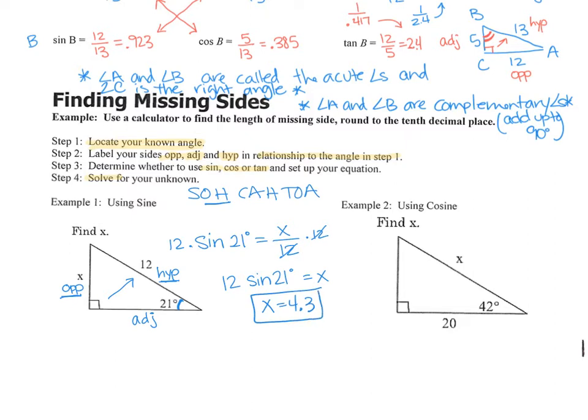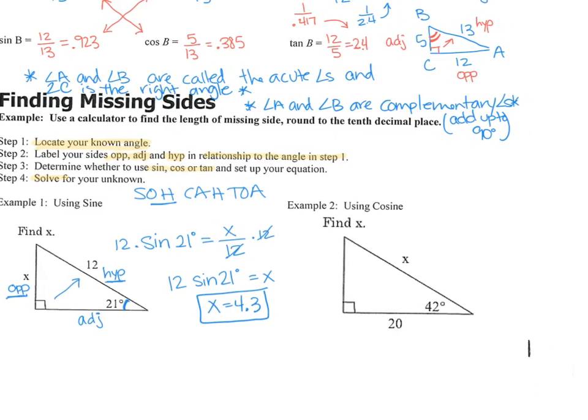Let's continue with this triangle. So step 1 is to identify your angle. So I'm going to identify my 42-degree angle as the angle I'm working with. So step 2, I'm going to label all my sides. Well, this would be the side opposite. The side labeled x is my hypotenuse, and the side that's 20 is my adjacent. So now I look at my sides for step 3, and I notice I'm trying to find the hypotenuse, and I'm told the adjacent.